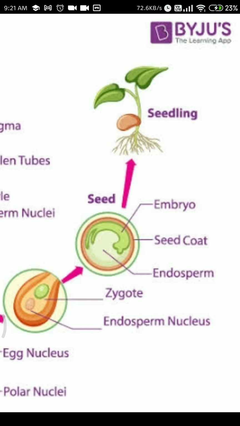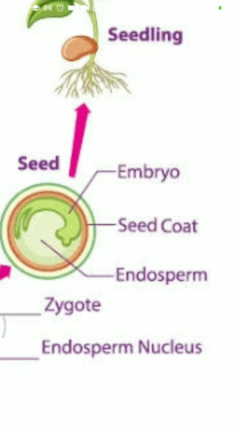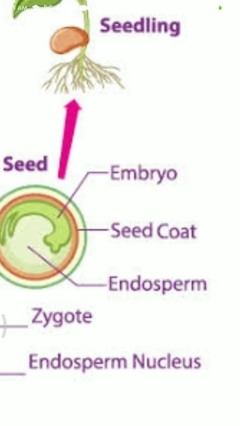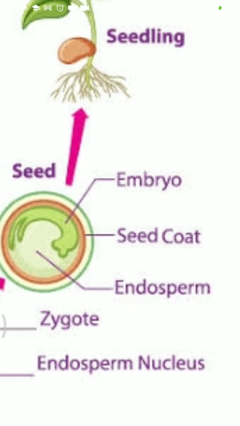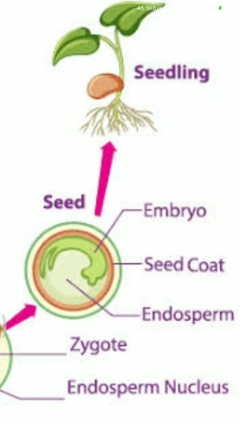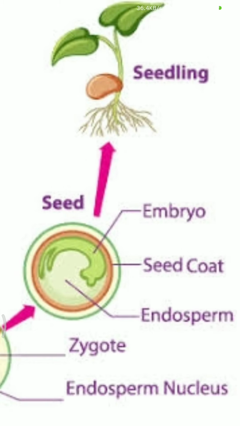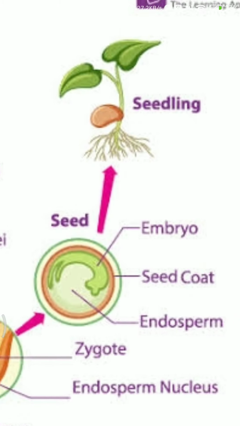And the covering of the ovule, or the wall of the ovule, changes into the seed coat. And this endosperm nucleus will form the endosperm, the nutritive tissue of the seed, that will be helpful at the time of germination. And this embryo only later on changes into the young one. At the time of germination, the seedling comes out, and that is actually the young one, or the offspring, or the new organism, you can say.